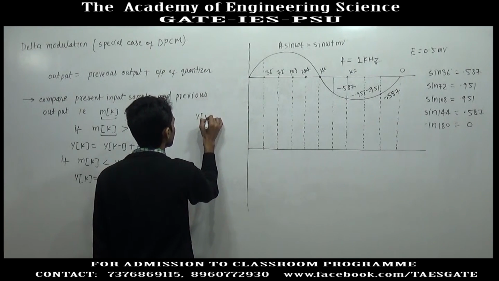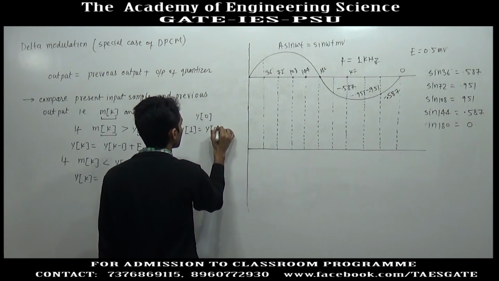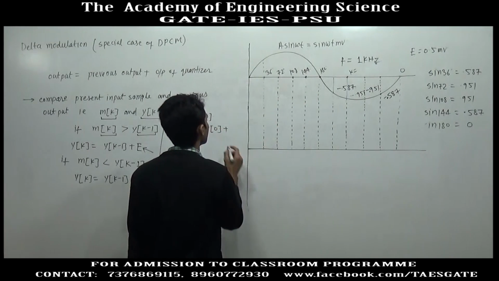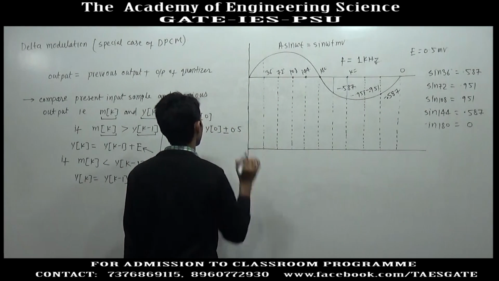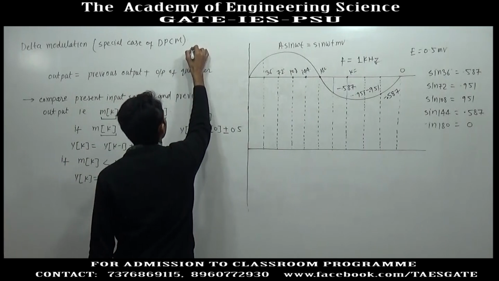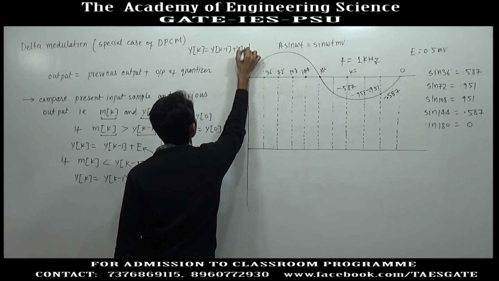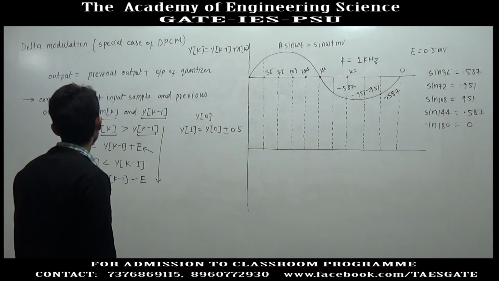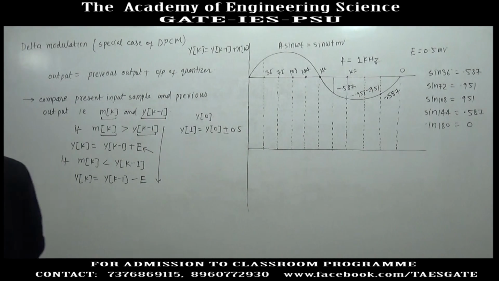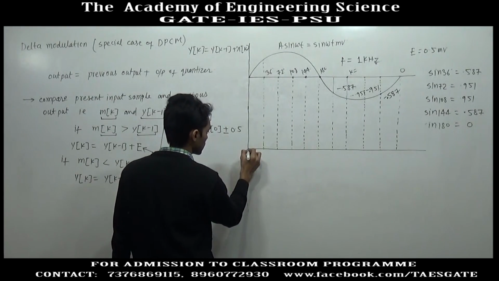Suppose initially the output is 0, we will write y1 is equal to y0 plus E, that is plus 0.5 millivolt or minus 0.5 millivolt. In the block diagram of the receiver, I have written yk is equal to yk minus 1 plus xk. Now, we have to compare. The initial output is 0. I will draw the output with a blue sketch. So, suppose the initial output is 0.